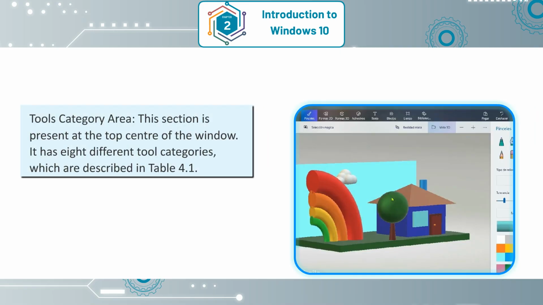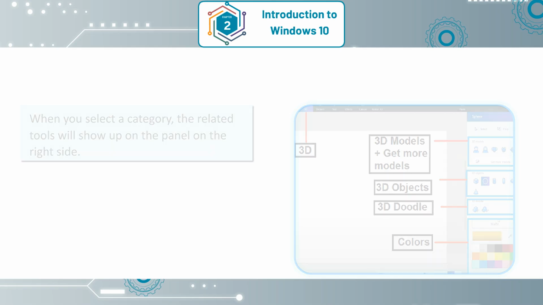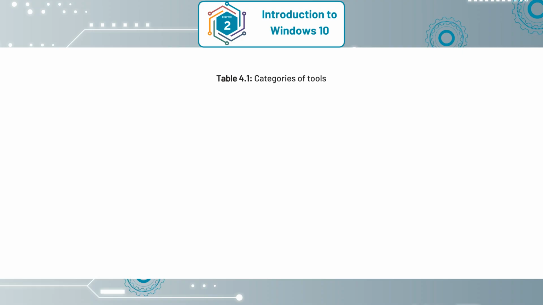Tools category area. This section is present at the top center of the window. It has 8 different tool categories, which are described in Table 4.1. When you select a category, the related tools will show up on the panel on the right side. Table 4.1. Categories of tools.